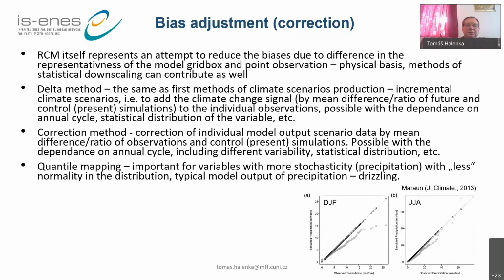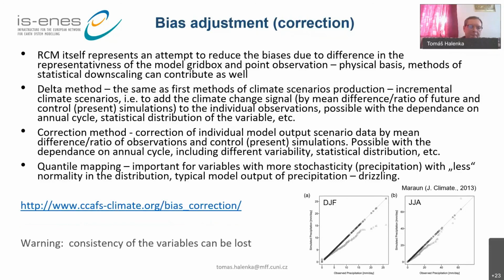For temperature, the delta or correction method is basically pretty good. But for variables which have more stochasticity, such as precipitation, or not so Gaussian a distribution, it's quite important to use this technique, and you can get really good results with it, as you can see in the figure. Please, next. There is one site I put here concerning that, so you can have a look. And next, please.